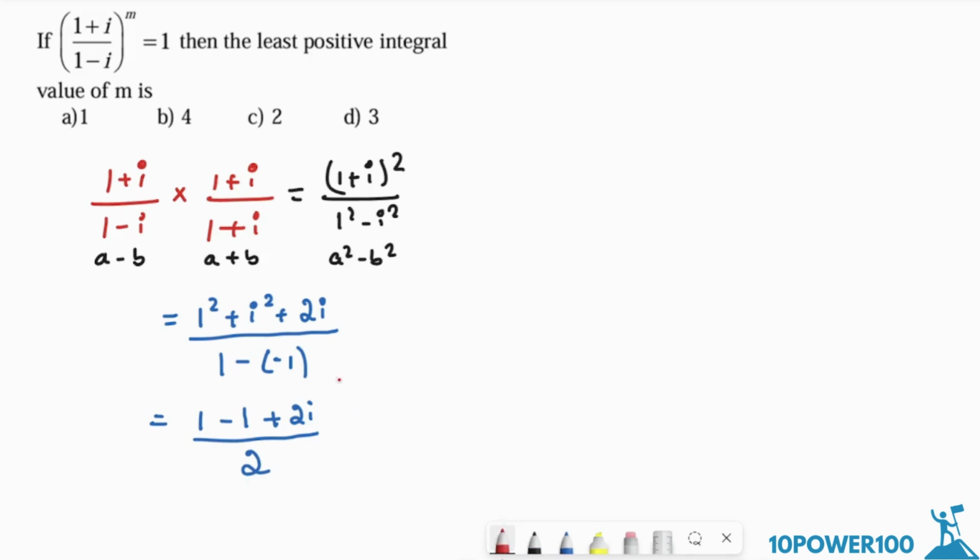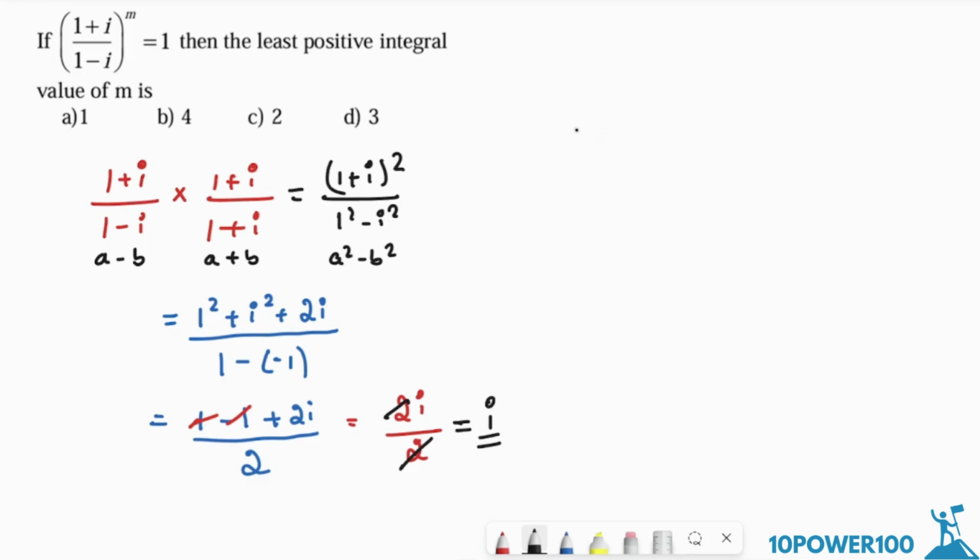So what do we get now? We get plus 1 and minus 1 cancels out. We get 2i divided by 2. If you cancel this 2 and this 2, what is remaining? That is i. i is the final a plus ib format of (1 plus i) divided by (1 minus i).